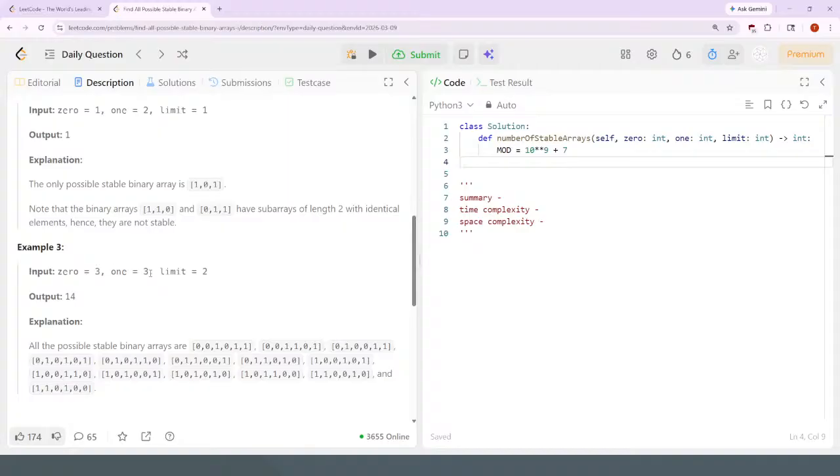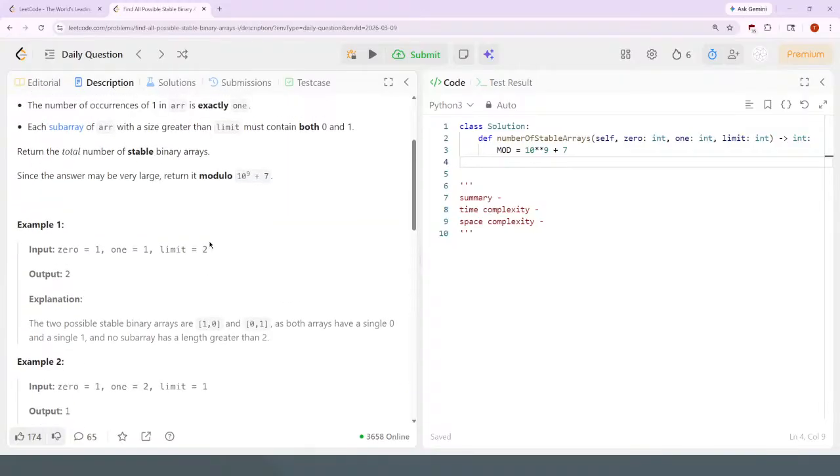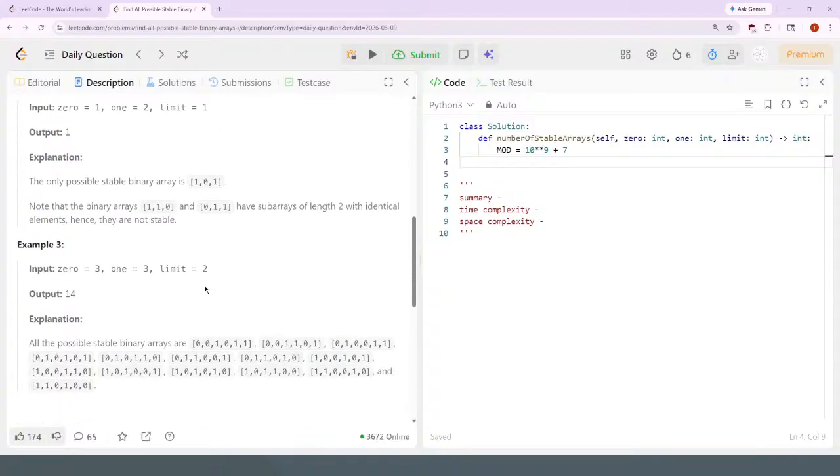So 3 zeros, 3 ones, limit 2. The possible subarrays, all possible stable binary arrays, limit 2. So, I think limit refers to like the highest streak of zeros or ones, which means to say that if you have something that is the limit plus 1 length, it has to have both a 0 and 1. So yeah, I see. Limit.